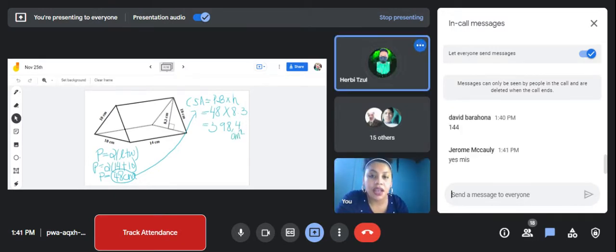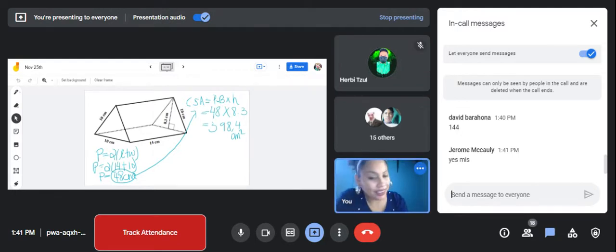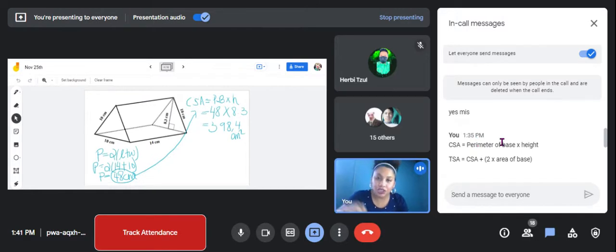Yes, miss. But this is not the final answer, because if you take a look at what we put in the chat, that is just the curved surface area. That is just the lateral surface area, so that is just part of the surface area. I want the total surface area, the surface area of the entire prism. For us to find total surface area, I need to do the curved surface area I found, plus 2 times the area of the base.